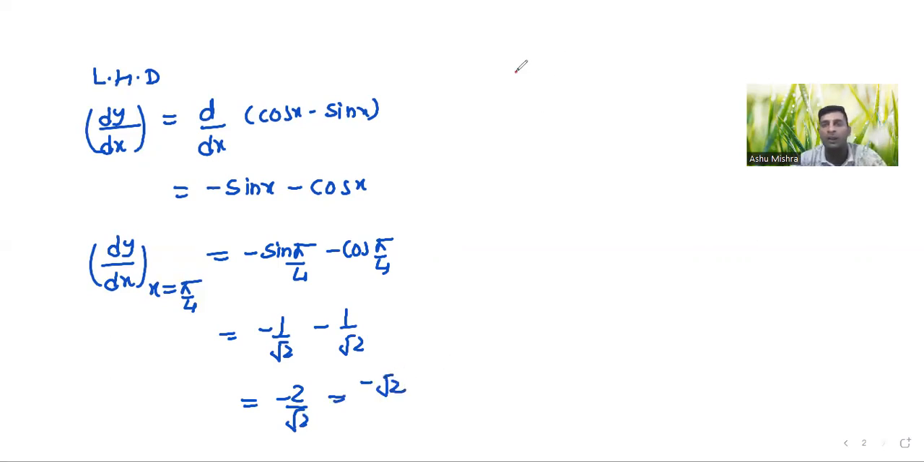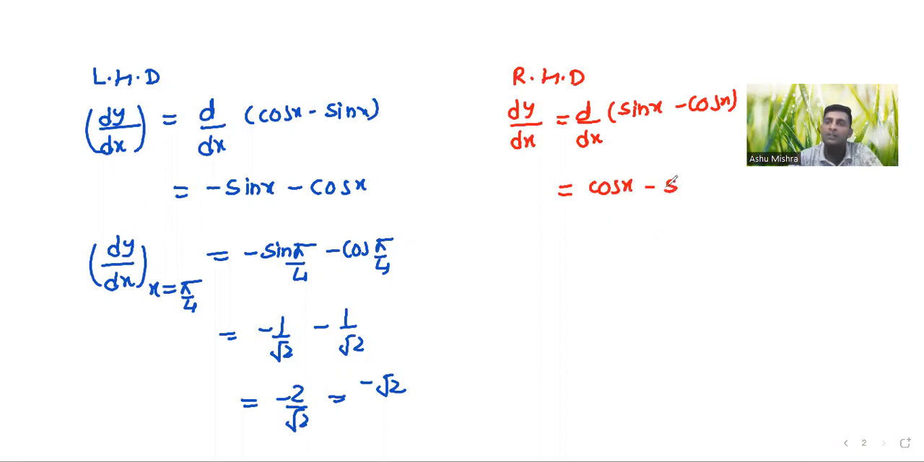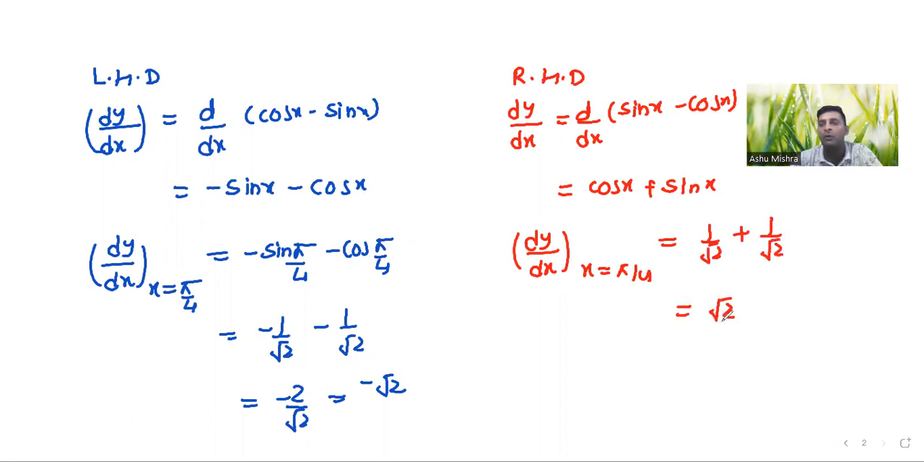Now, if I talk about the right hand derivative, then dy over dx will be equal to d over dx of sin x minus cos x. This will be equal to cos x plus sin x. Now dy over dx at x equal to pi by 4 will be equal to 1 upon root 2 plus 1 upon root 2, and this will be equal to root 2.